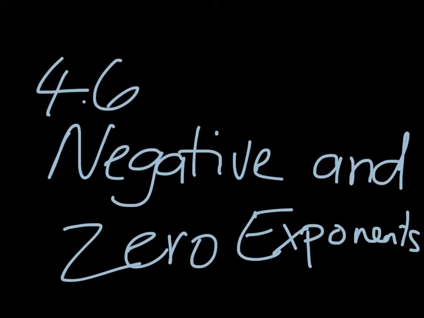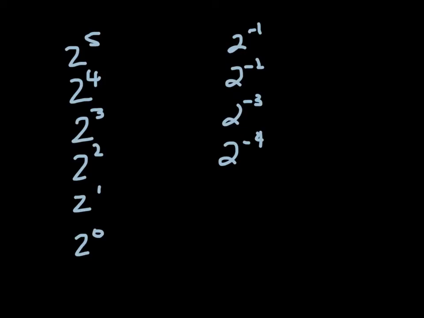Today we are looking at negative and zero exponents. Let's get into this. The way I'm going to show you today is by using a pattern. We're going to start with 2 to the power of 5, which is 32. Now take a look at 2 to the power of 4. That is 16. 2 to the power of 3 is 8. 2 to the power of 2 is 4, and we're going to stop there for a second.